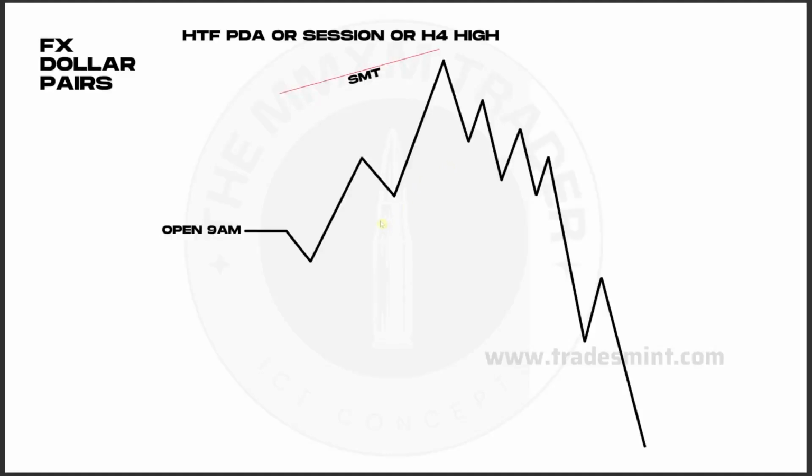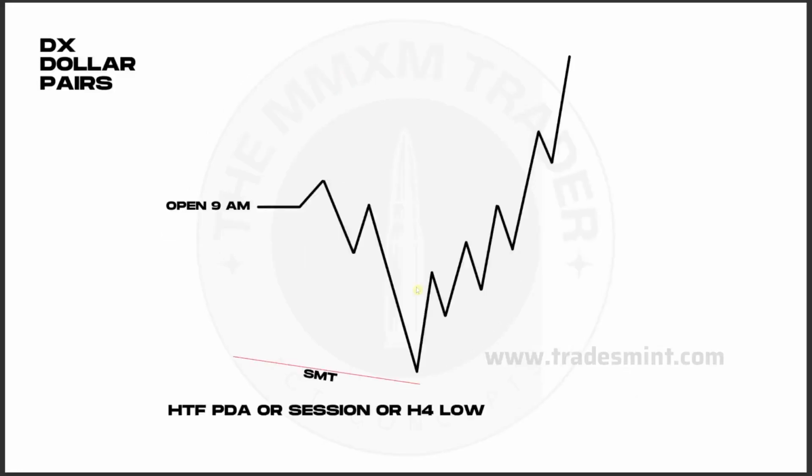And for a bearish scenario, we've got a 9 a.m. candle, right? This is the New York session candle, 4-hour candle. We want to see it trade up higher into either a higher time frame PD array or a previous session high, which could be London session, or a 4-hour candle high, and then SMT again formed on those highs, and then price should distribute down lower.